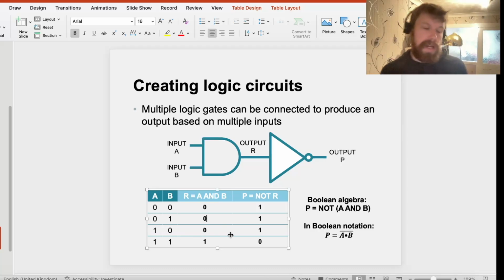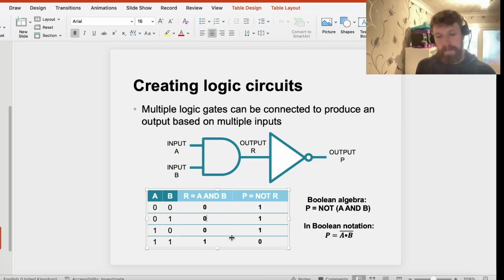And then we know with an AND gate, the only way that we get a 1 is where both of the inputs are going to be 1. After that, we've got the NOT gate. So we take the output of R and we put it through the NOT gate. So 0 turns into a 1. That 0 turns into a 1. That 1. And then finally we've got a 0 at the end there.